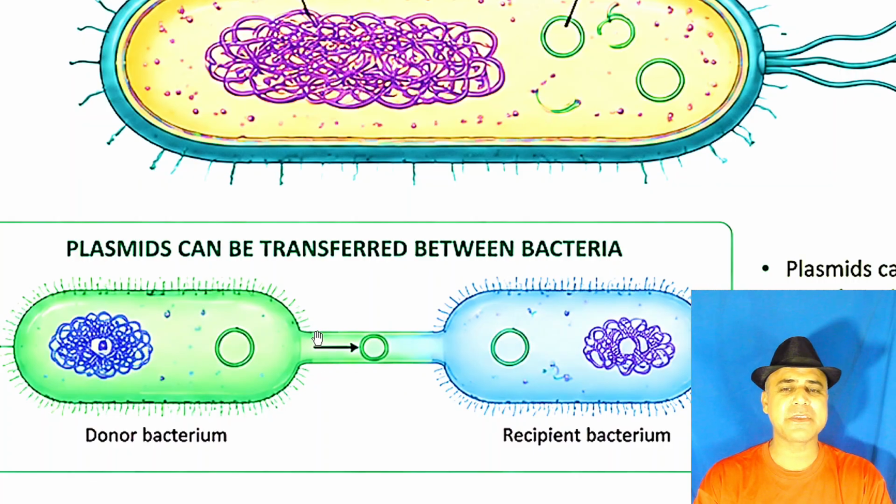Bacteria come in contact and form a tube, a channel through which a plasmid can pass from one bacterium to another bacterium. That is the donor bacterium, and that is the recipient bacterium.